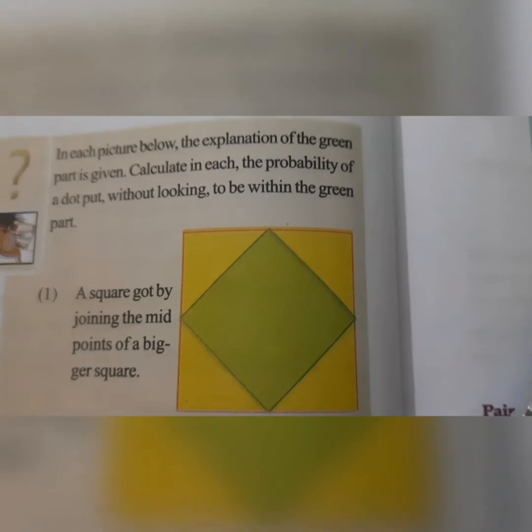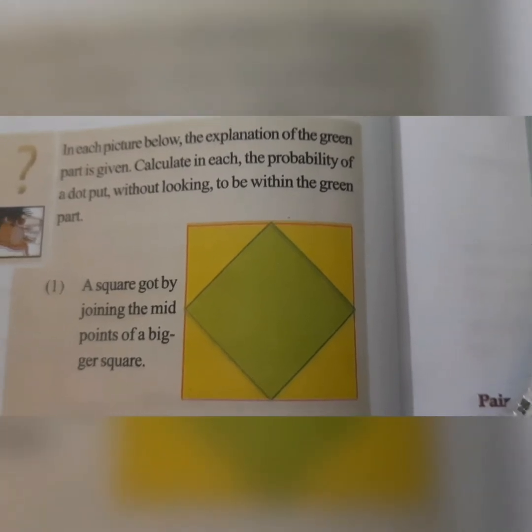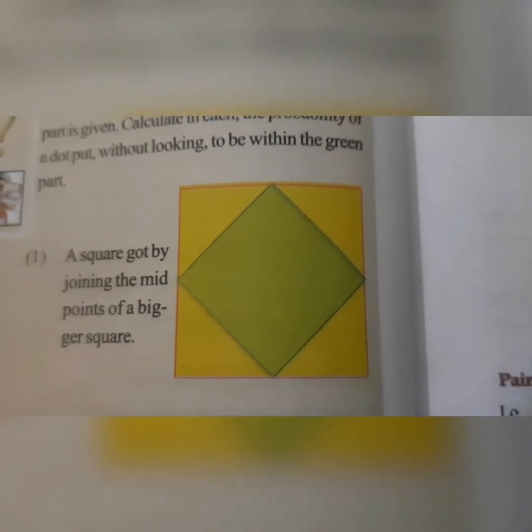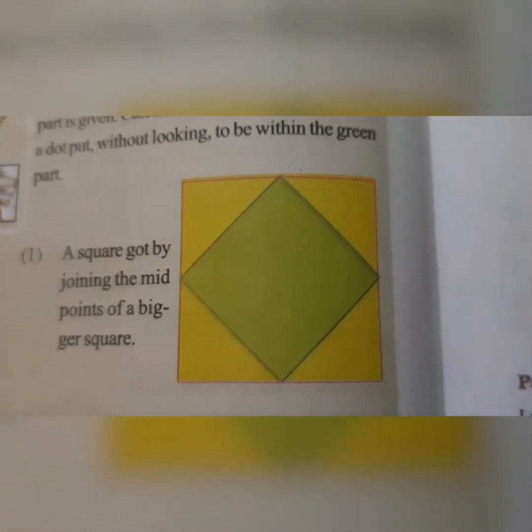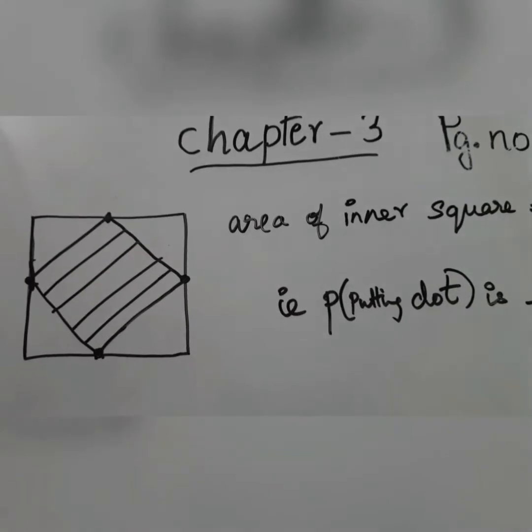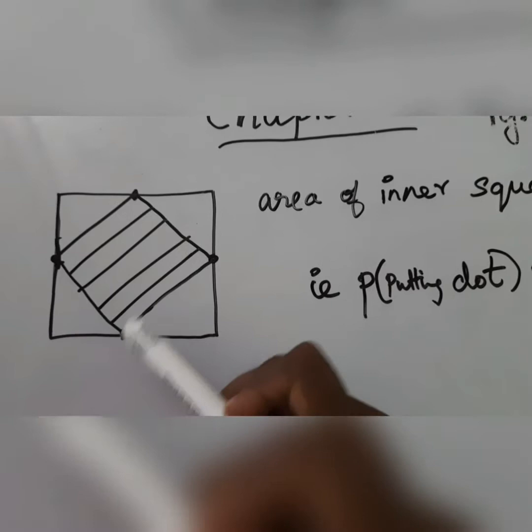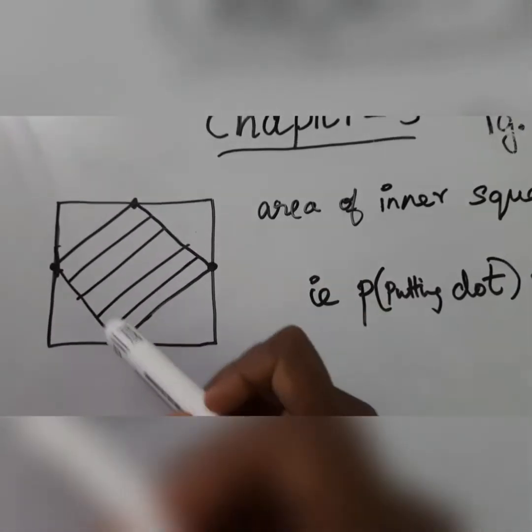First question. In each picture below, the green part is described. Calculate in each the probability of a dot put without looking to be within the green part. The first picture: a square got by joining the midpoints of a bigger square. Here I draw this picture. This is a square. I mark the midpoints and join them, and we get another square.